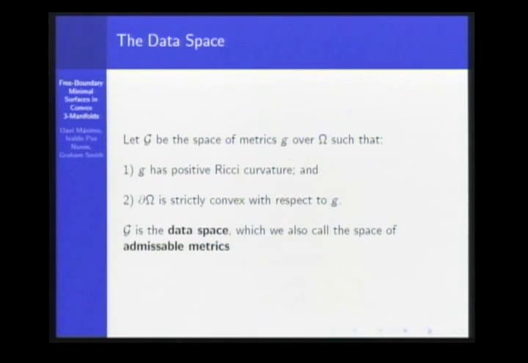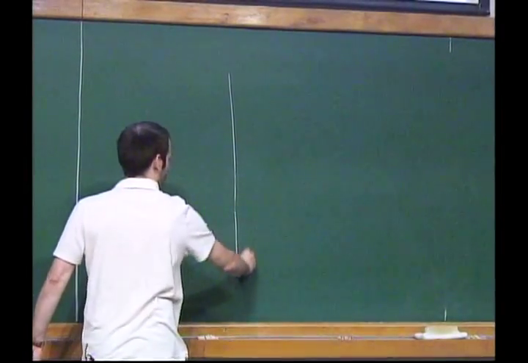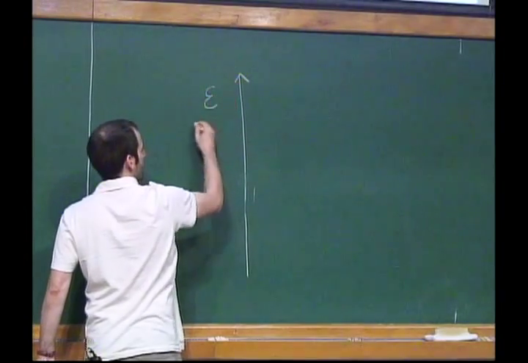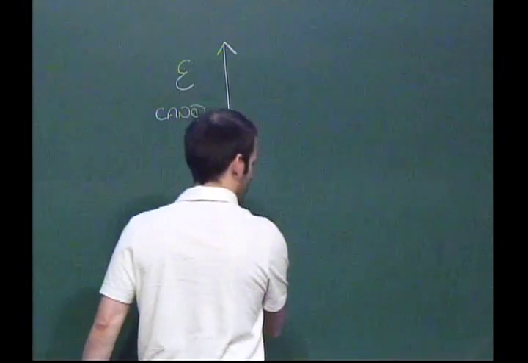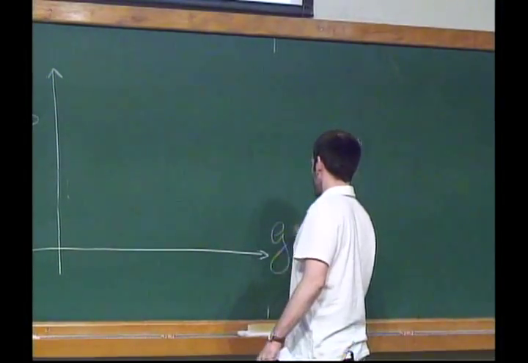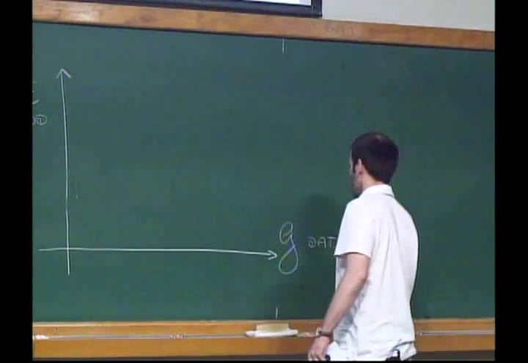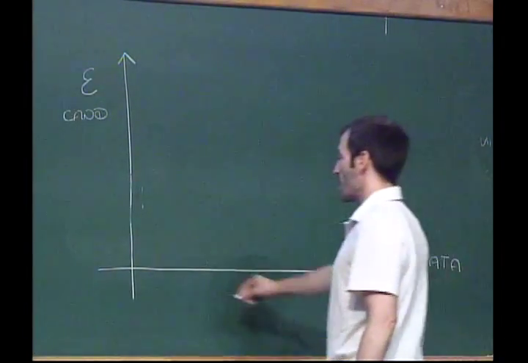So, we call G the data space, and we can also call metrics that live inside this data space admissible metrics. Now what we do is we look inside the Cartesian product of the data space. So we picture a graph very much like this. In our vertical axis, we place the candidate space, E, the set of all reparametrization equivalence classes of embeddings. In the horizontal axis, we place the data space, G, which is the set of all metrics. We now look at the Cartesian product of these two spaces, and we define Z.